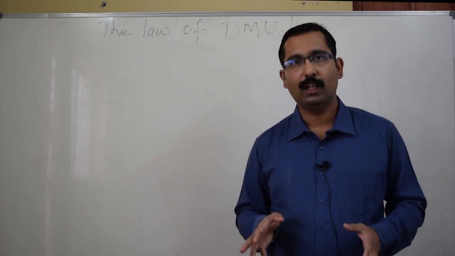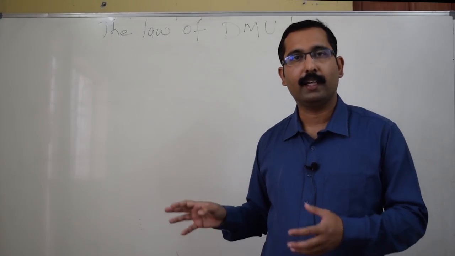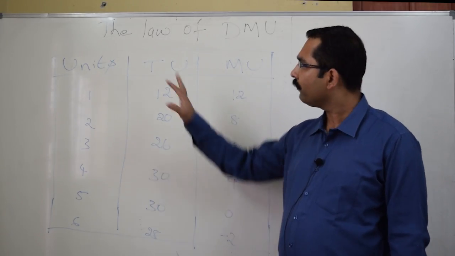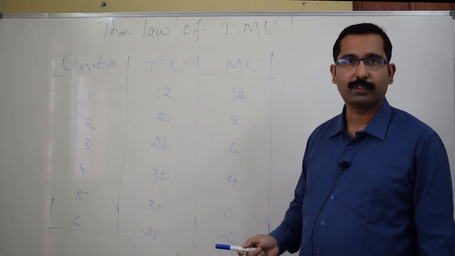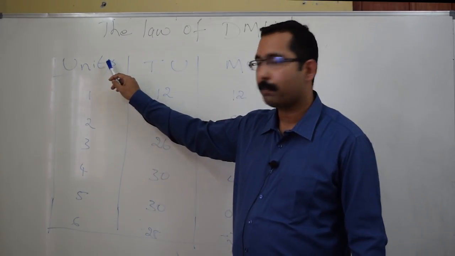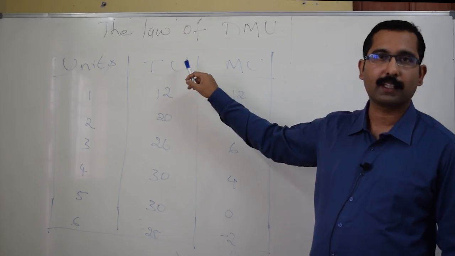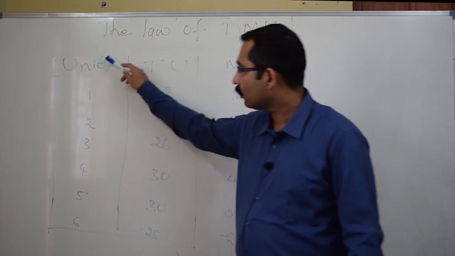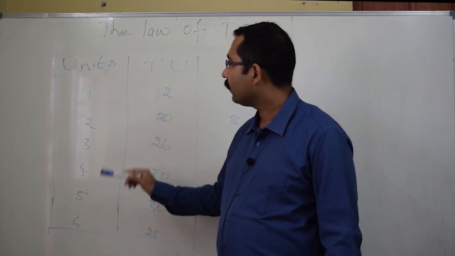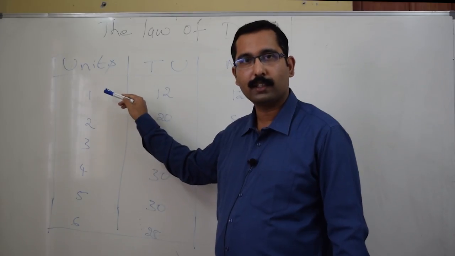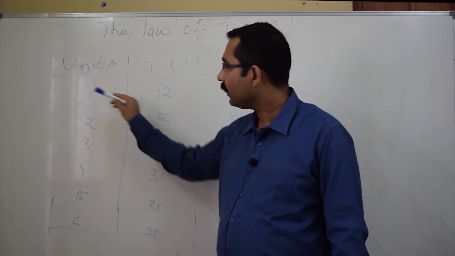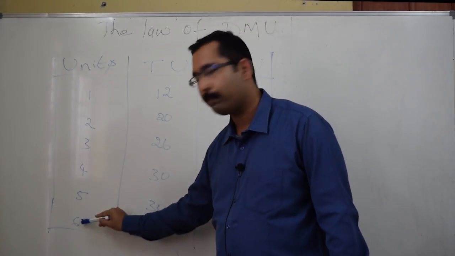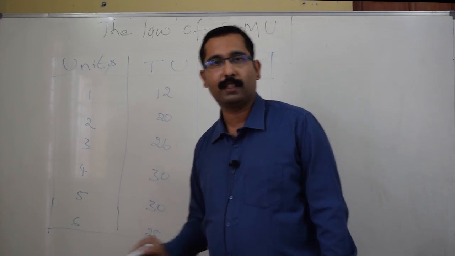Let's take a schedule and a graph and try to understand how exactly DMU works. Okay, now let's take this example. If you look at this table, there are three columns. Now what are these columns all about? The first column is representing the units, the second column is representing the total utility, and the third column is representing the marginal utility. Now let us focus only on the first column. What is happening here? The units that we are consuming are represented here, and each time the number of units is increasing. We start with 1, we end up at the 6th unit. It means that we have consumed 6 units.